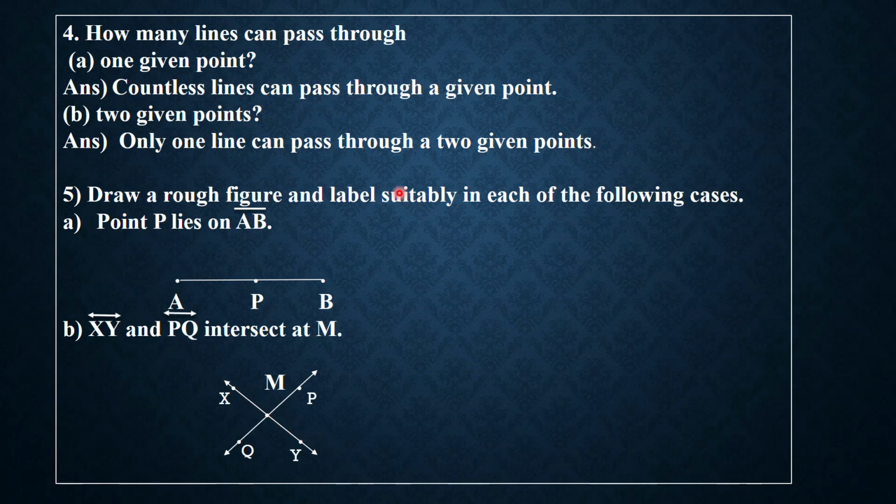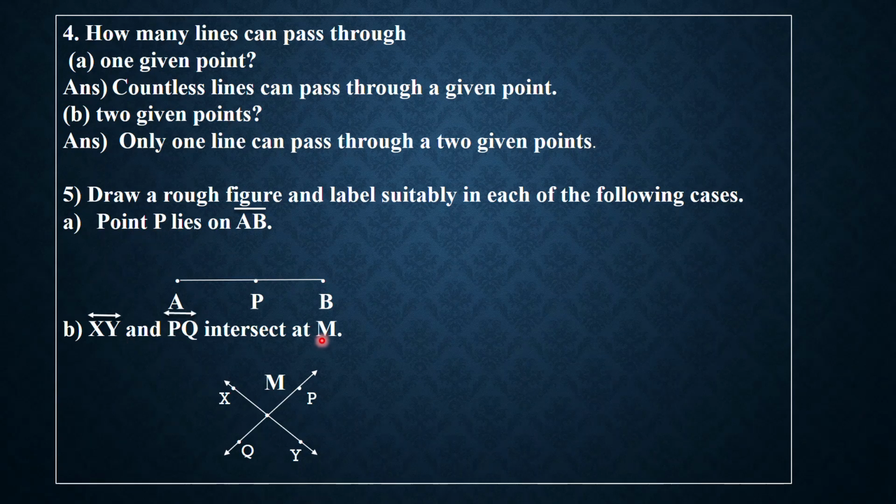Then draw a rough figure and label it suitably for each of the following cases. See here, point P lies on segment AB. First, what do we have to do? We have to draw the line segment AB, take one more point on line segment AB, and name it P. That is how we have to analyze. First, draw what they say. Later, do the requirement they are asking.